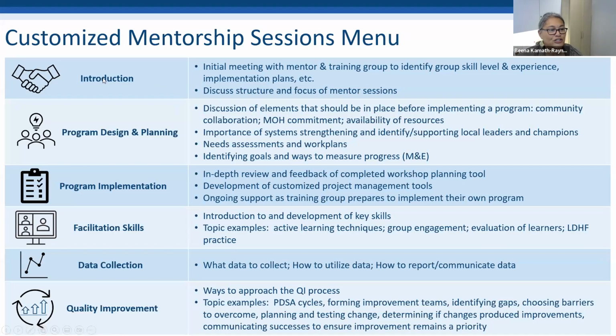And so this slide just shows some of the module names and components that I mentioned on the last slide, things like data collection, quality improvement, program implementation, etc.